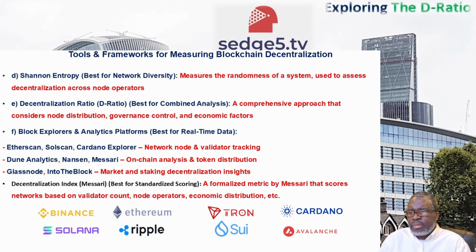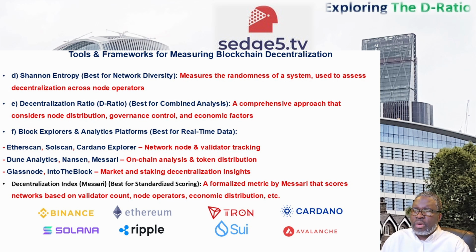It is a comprehensive approach that considers node distribution, governance control, and economic factors. And it can be used to help us in creating a weighted score for blockchain decentralization. To calculate the D ratio, you can use research-based models, blockchain-specific implementations, and so forth. We'll try and leave some examples in the comment section as well. Like I said, this video is not for everybody, but it's quite fascinating, especially the result of our application when you get towards the end of the video.